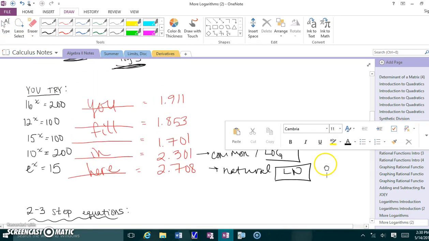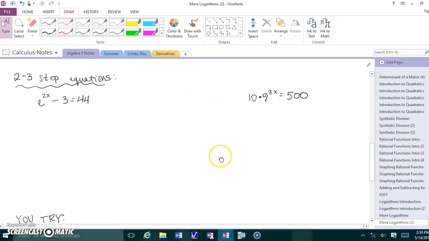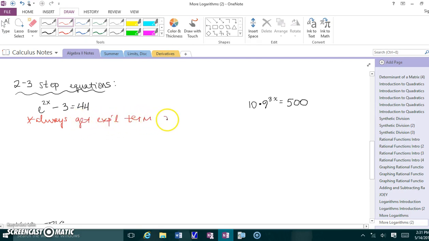Now these are going to get boring if we keep sticking with ones like this. These are the baby ones. We want to get to the more interesting ones. Let's do 2 and 3 steps on the video, and then in class we'll work together on the more challenging and involved ones. So all that we're really going to add is some adding, subtracting, multiplying, and dividing at the end. So your goal here is always get the exponential term alone before you do anything else.